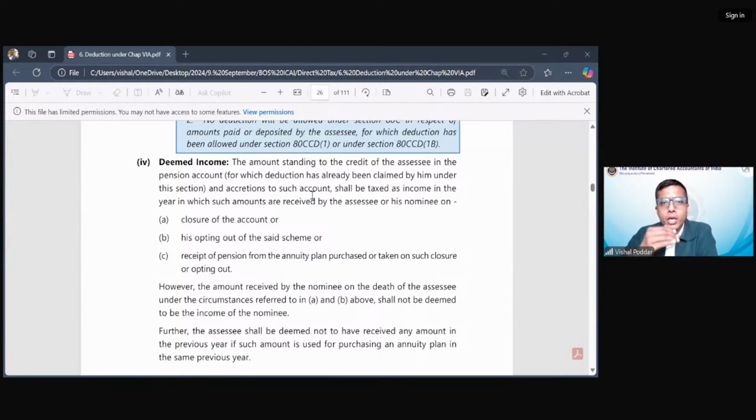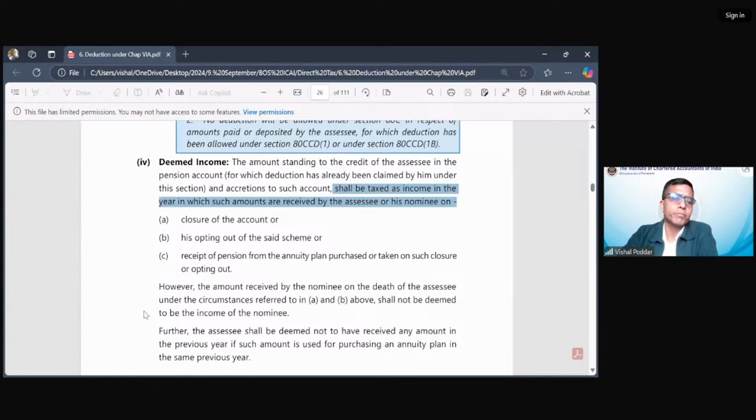Now, till now, we were discussing what will happen to the amount which we are contributing. When we are depositing every year, while I am in employment, I am getting deduction under this section. As I'm depositing, I'm claiming deduction. Now my job ends, and it is time to get the pension. What will happen when I get the pension? For this there is deemed income: the amount standing to the credit of the assessee in the pension account, for which deduction has already been claimed by him under this section, and accretions to such account, shall be taxed as income in the year in which such amount is received by the assessee or his nominee.